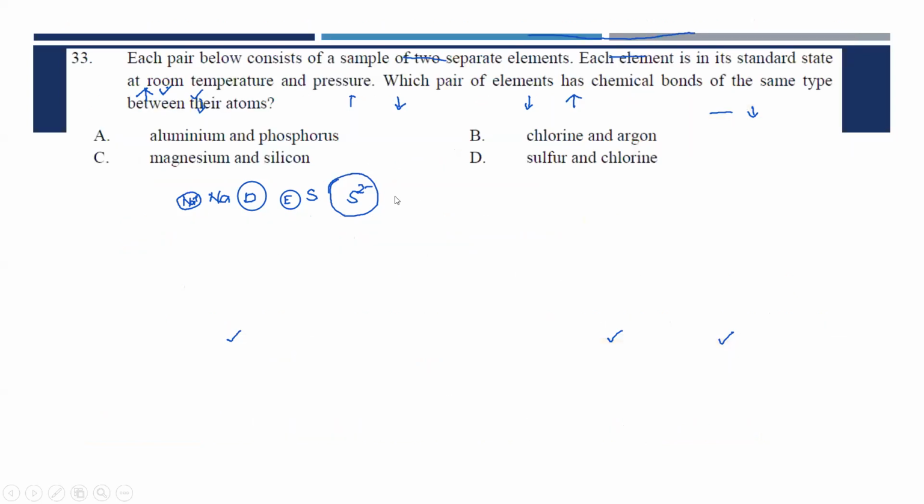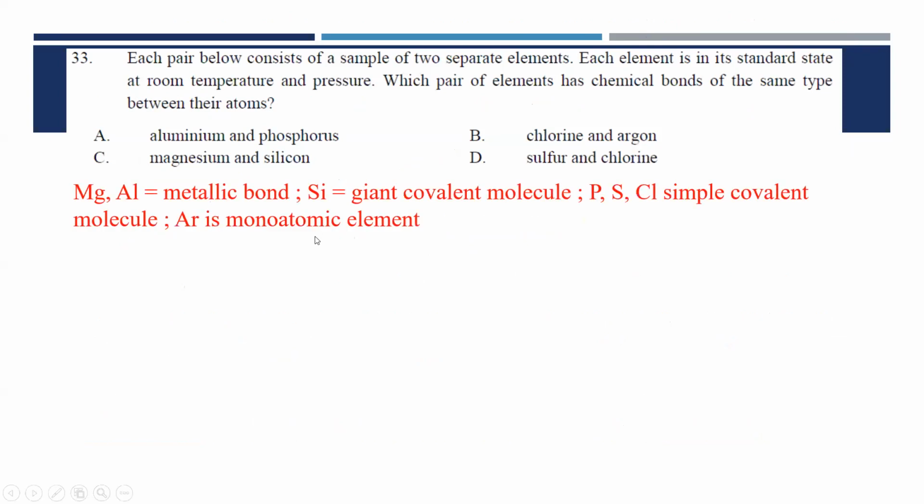Then we have 33. Each pair consists of samples of two separate elements. Each element is in its standard state at room temperature and pressure. Which pair of elements has the same type of chemical bond between their atoms? What the question is trying to ask is to describe which one of them has the same type of bonding.